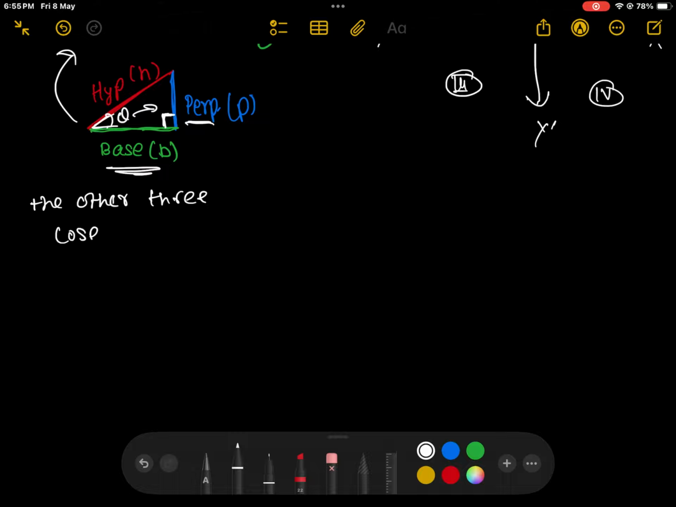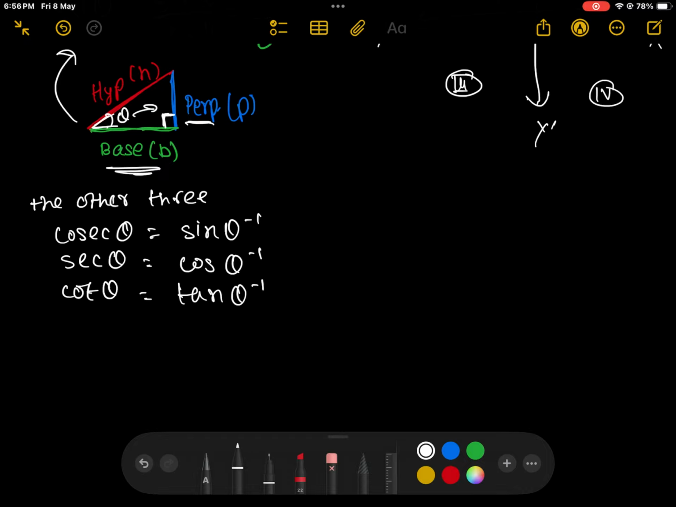So cosec theta is the inverse of sine theta, sec theta is the inverse of cos theta, and cot theta is the inverse of tan theta. So if you know the first three, you get all of the others.